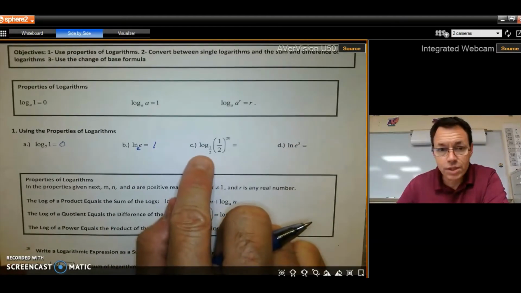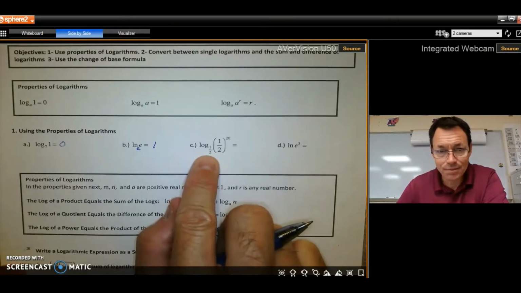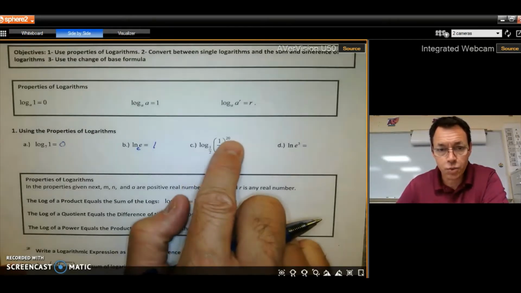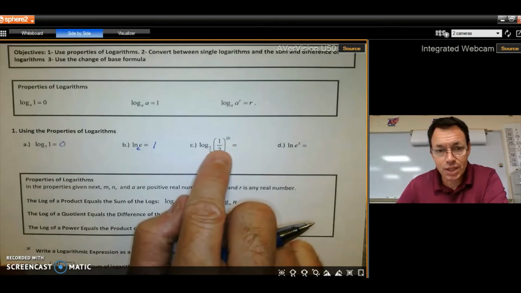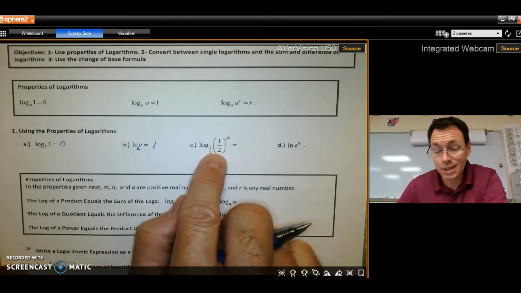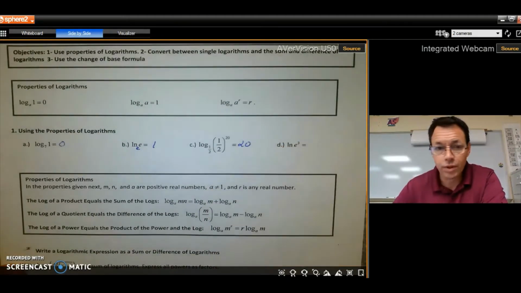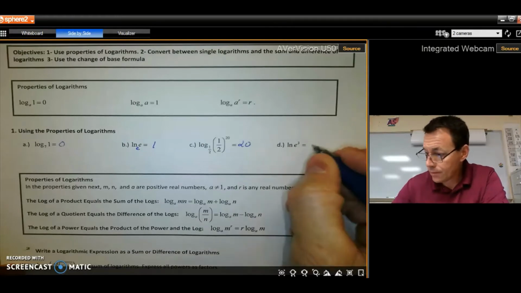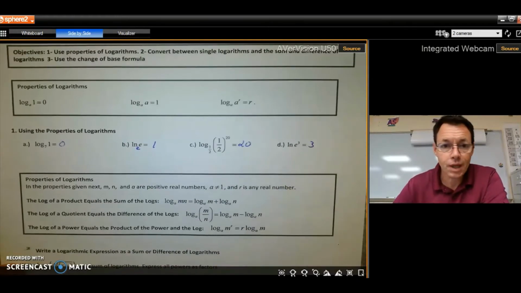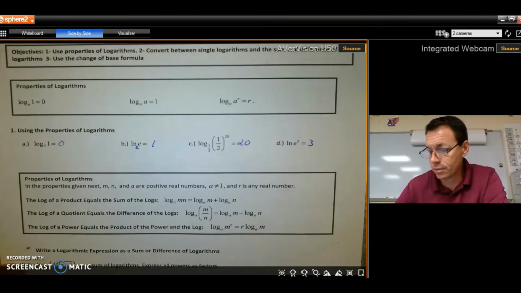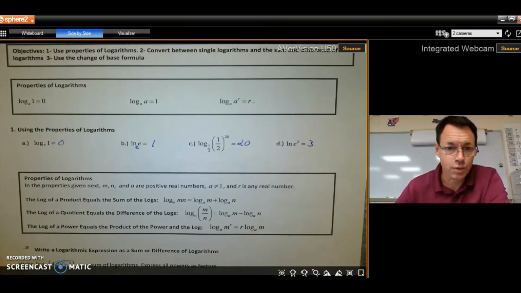The next one: what is the log base 1/2 of 1/2 to the 20th power? I purposely gave you some weird numbers here because the numbers don't matter. As long as they're the same, they're always going to cancel each other out, and it's just going to leave you with the 20, that exponent. Same with D. The natural log of e to the third, natural log means base e, so that's going to be 3. Just some straightforward properties that pop up every once in a while.